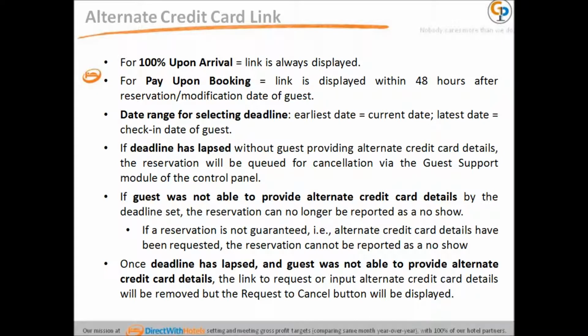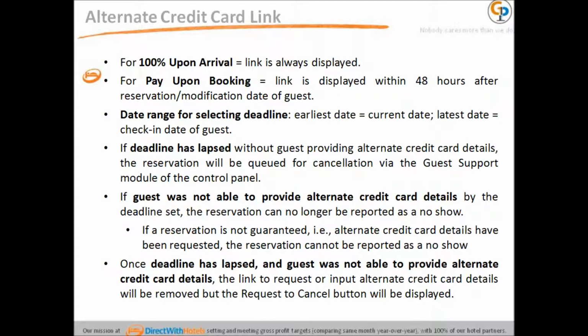Here are business rules to remember for the alternate credit card link. For 100% upon arrival, the link is always displayed. For pay upon booking, the link is displayed within 48 hours after the reservation or modification date of the guest. Date range for selecting deadline: the earliest date is the current date, and the latest date is the check-in date of the guest.